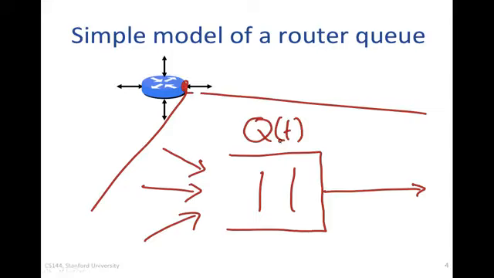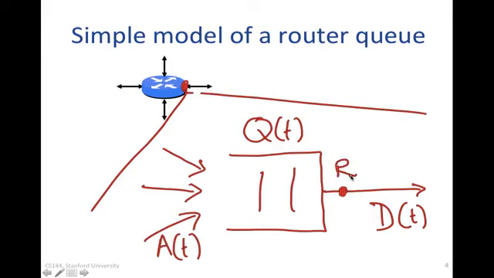It's going to be useful to think about the aggregate or the cumulative departure process. That is, all of the packets or all of the bytes that have departed up until some time t. Similarly, it's going to be useful to think of the cumulative arrivals, the total number of packets that have arrived up until time t. Finally, the outgoing link typically has a deterministic and fixed rate, which we're going to say is r. So those are going to be the main parameters of our model.